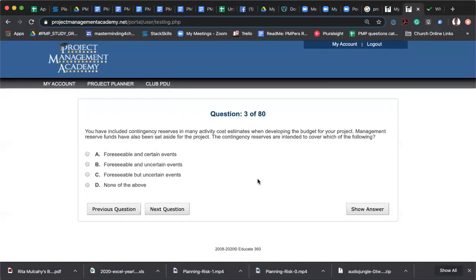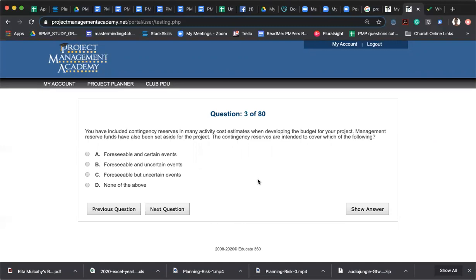Go ahead. Okay, so you've included contingency reserves in many activity cost estimates when developing the budget for your project. Management reserve funds have also been set aside for the project. The contingency reserves are intended to cover which of the following? A, foreseeable in certain events. B, foreseeable in uncertain events. C, foreseeable but uncertain events. D, none of the above.